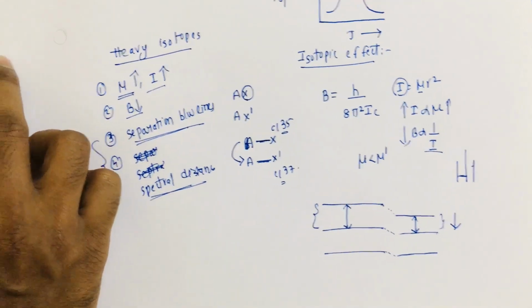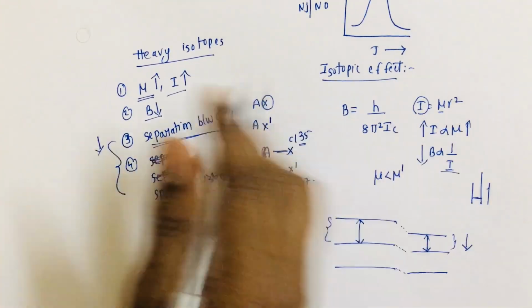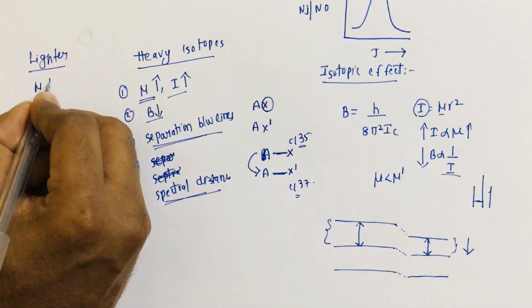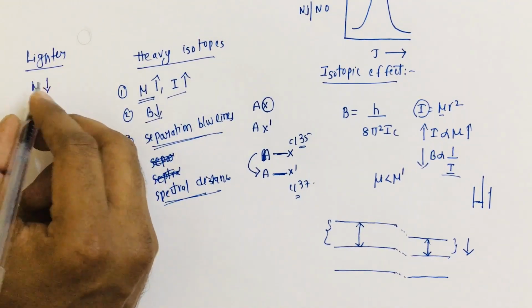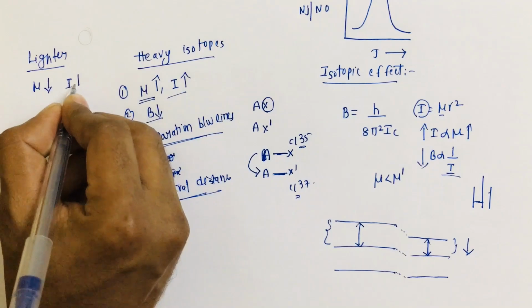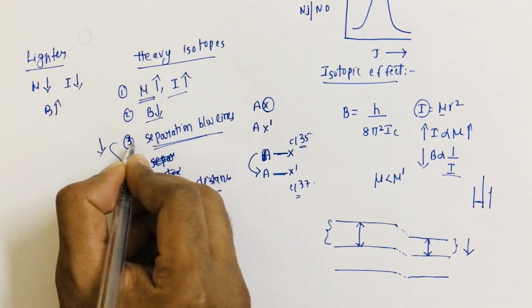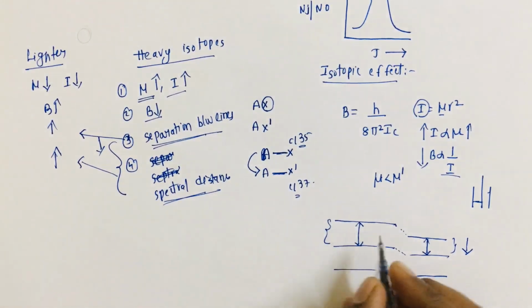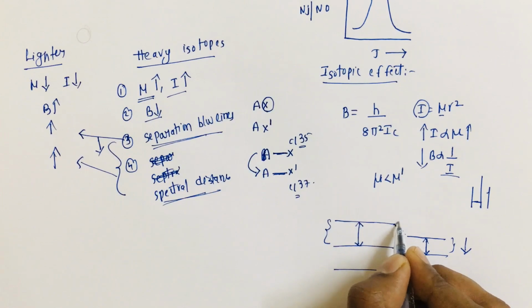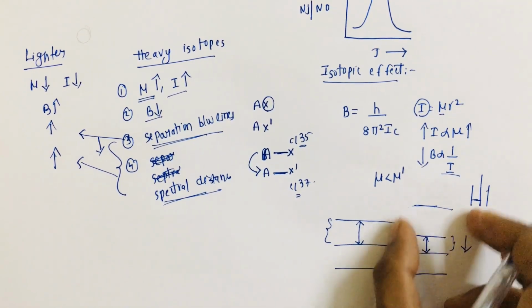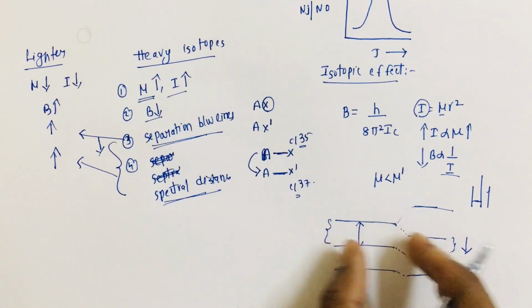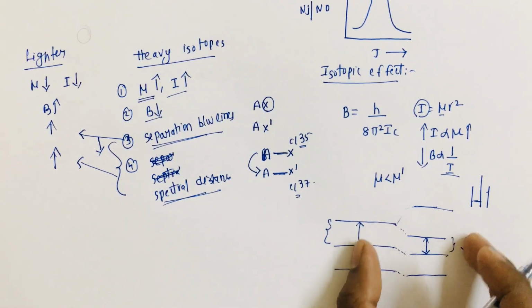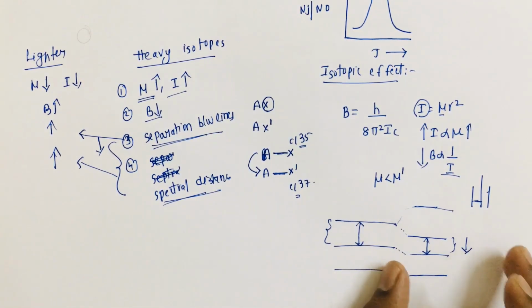Now when we have a lighter isotope, the reduced mass decreases and the moment of inertia decreases, the B value increases, the separation between two lines increases, and the spectral distance also increases. This will be in the reverse way, like this. The separation will be more in this case compared to this, and the spectral distance also will be higher in this case with a lighter element.